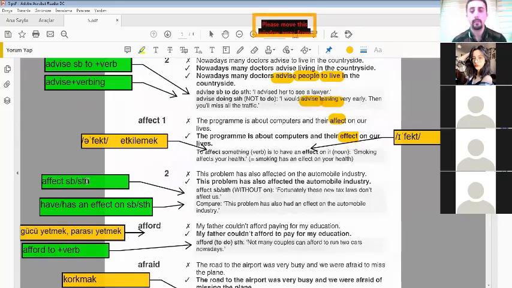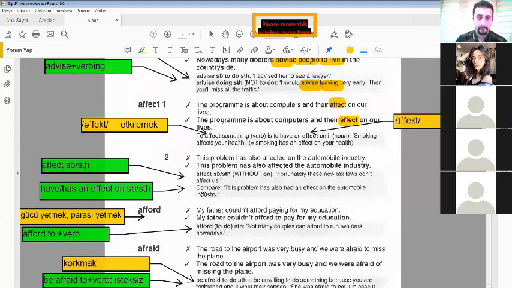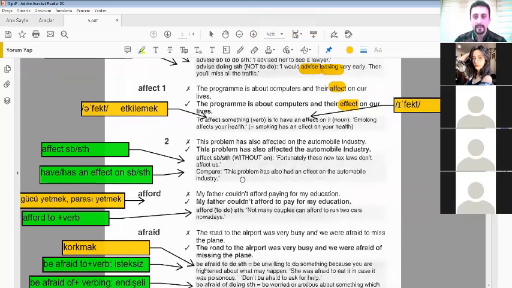Like, read number 2, one of the great readers here. Read number 2, please. Can I do? Yes, please. I can read. A lady here. This problem has also affected the automobile industry.